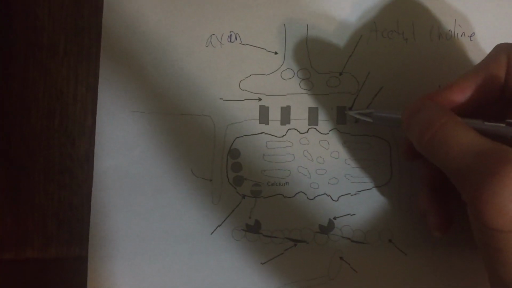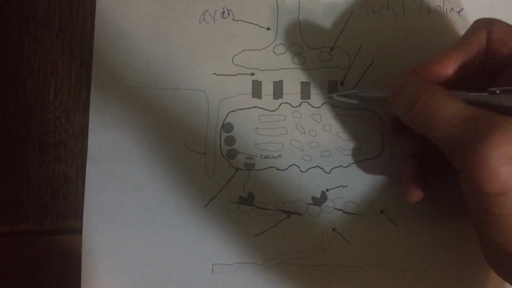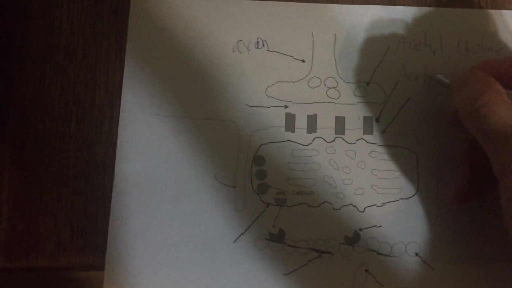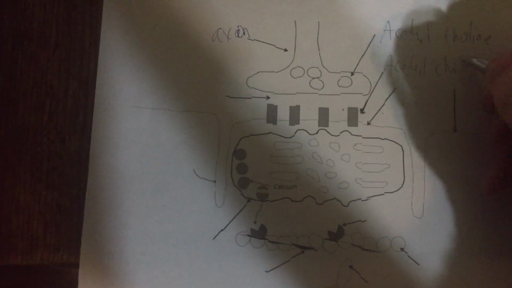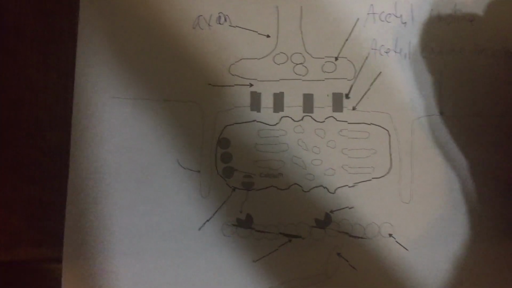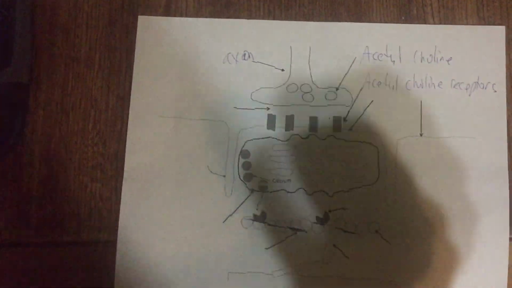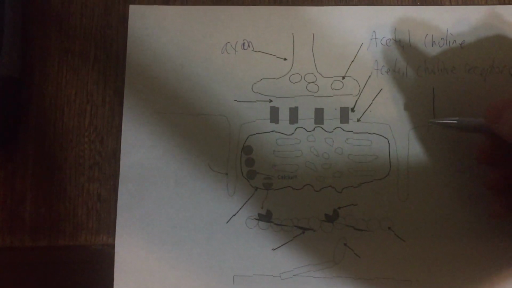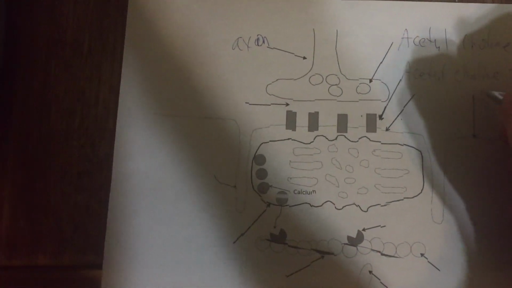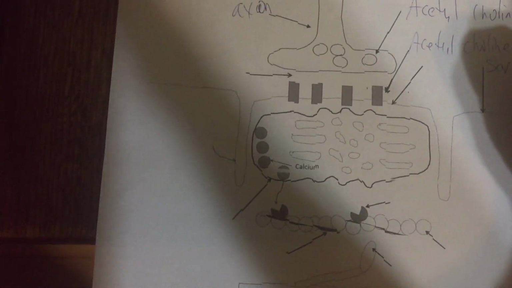So the next label here are your acetylcholine receptors on your muscle fiber membrane. So these are acetylcholine receptors. Now recall from the review I asked you about the muscle fiber membrane. The term for the muscle fiber membrane is your sarcolemma.